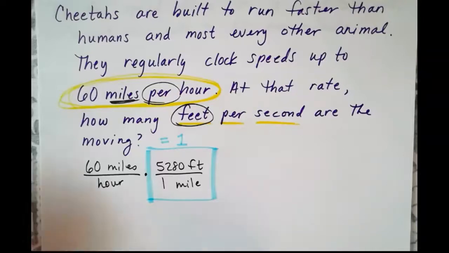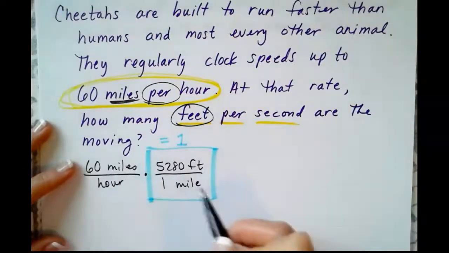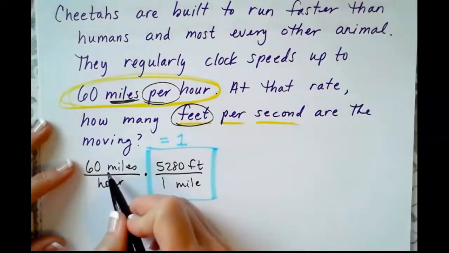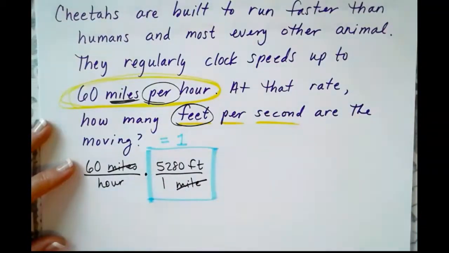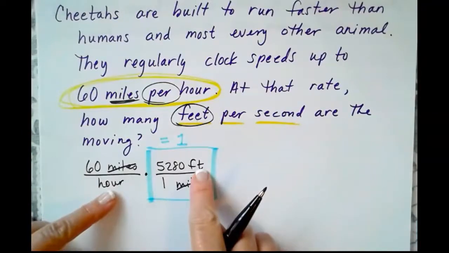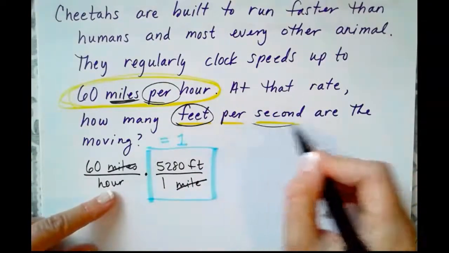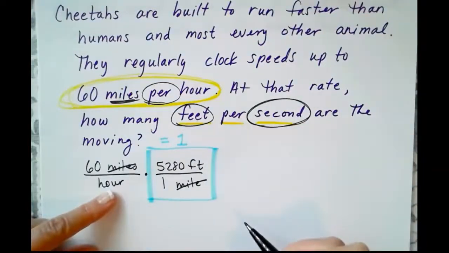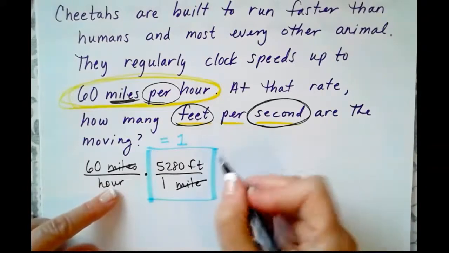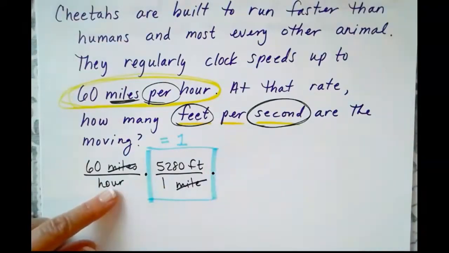That's all we're doing. Now we've got miles on the top, miles on the bottom. One's got to be on the top, one's got to be on the bottom in order to cancel. Now we've got feet per hour. Do we want feet per hour? No, we want feet per second. So the next thing we need to do is make hours cancel. So we need to know how many seconds are in an hour.